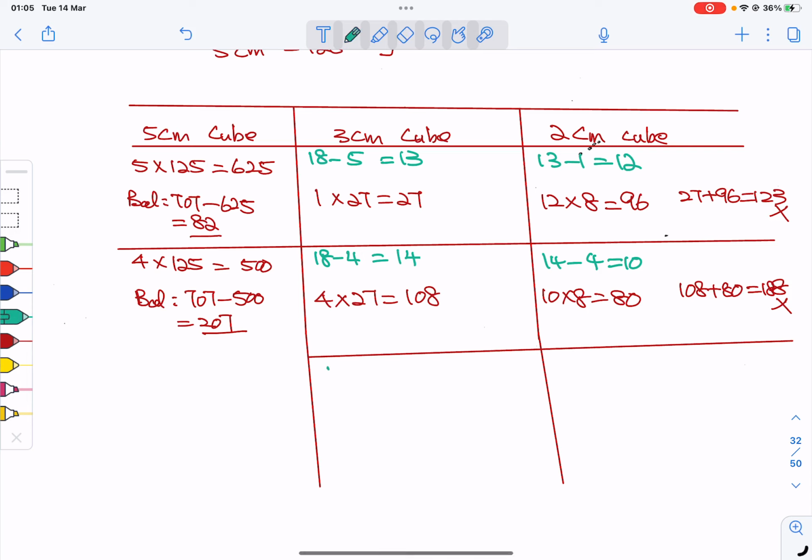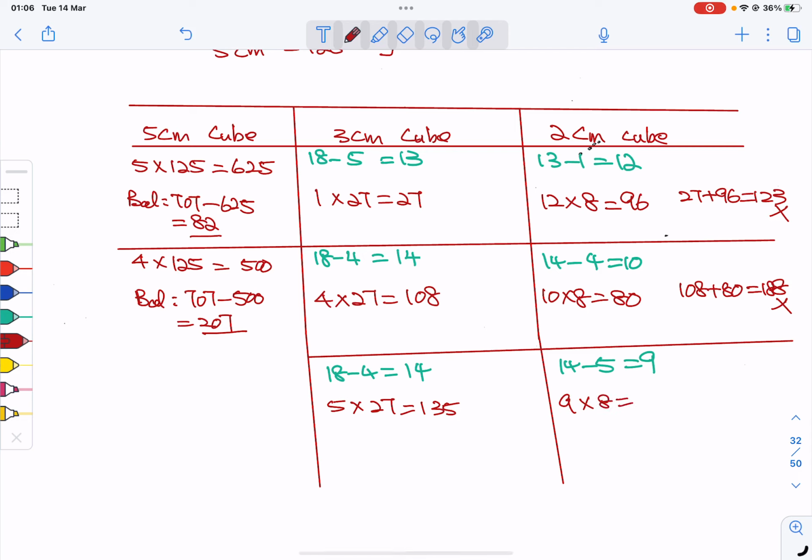So I will remain 18 minus 4 is 14, but this time I will take 5 pieces of 3 cm cube, which will give me 135. Okay, so 14 pieces minus 5, I left 9 pieces. Therefore, 9 times 2 cm cube is 8.